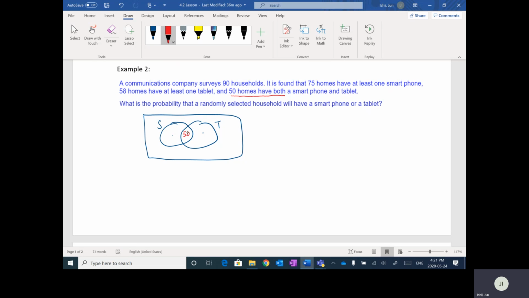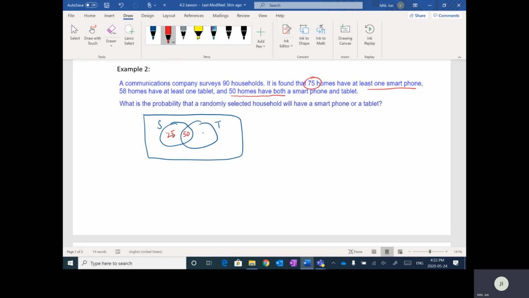Okay, because this region here represents the number of households that have both smartphones and a tablet. All right, now at this point, we can work our way backwards. So if I know 75 homes have at least one smartphone, that means this whole ring here has to add to 75. So if I have 50 there, that means that 25 households will only have a phone and no tablet.